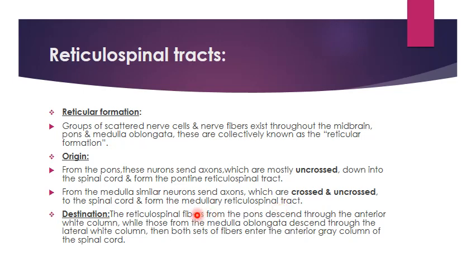Now, the reticulospinal fibers from the pons descend through the anterior white column, while those from the medulla oblongata descend through the lateral white column. Then both sets of fibers enter the anterior gray column of the spinal cord and synapse with the alpha and gamma motor neurons after synapsing with the internuncial neurons.